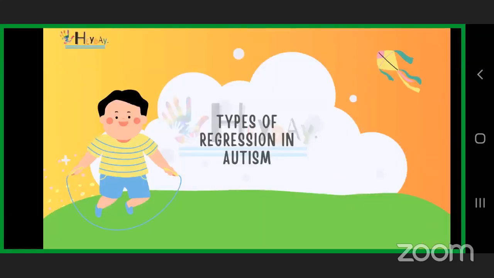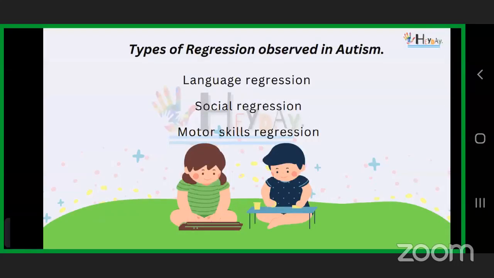So we have types of regression. I know a lot of us will be like, why types of regression? But yes, we have types of regression in autism: language regression, social regression, motor regression, behavioral, cognitive, and the likes of it. But I'll just explain three, because those are the most common regressions that most of these children with autism spectrum disorder face. Yes, we have language regression.